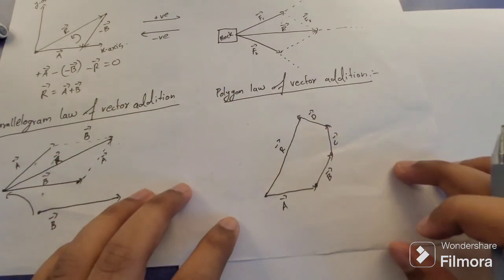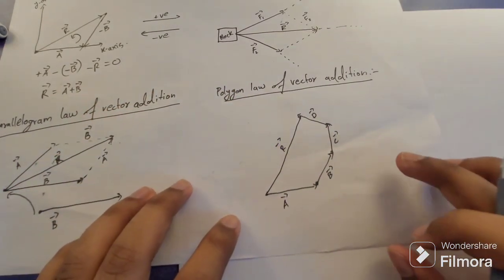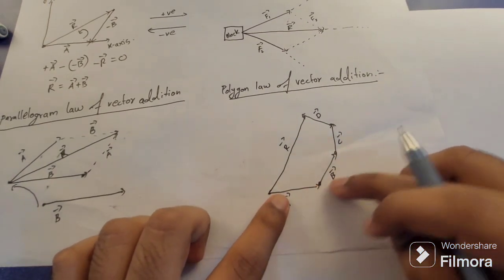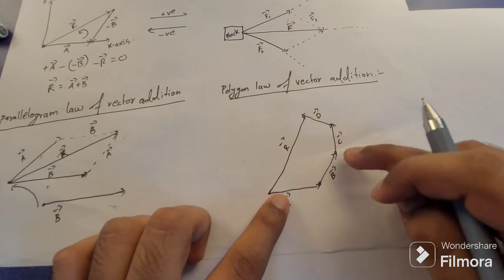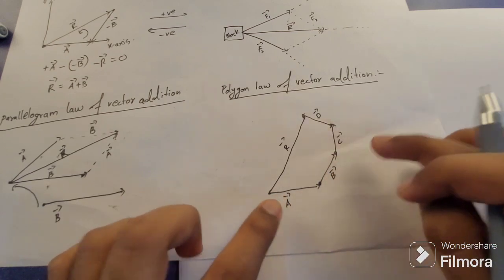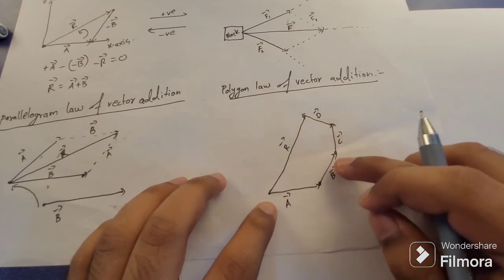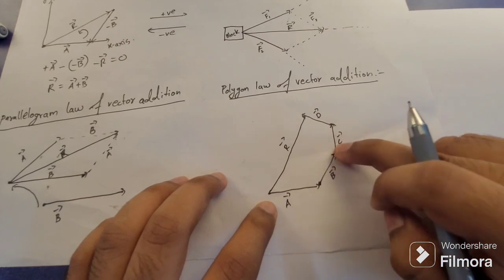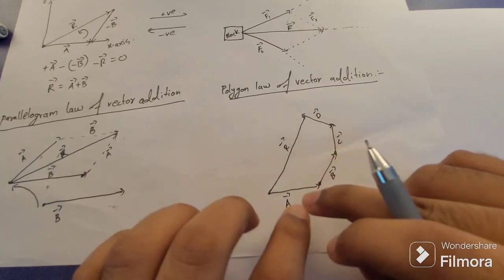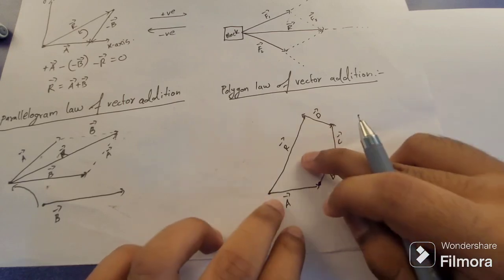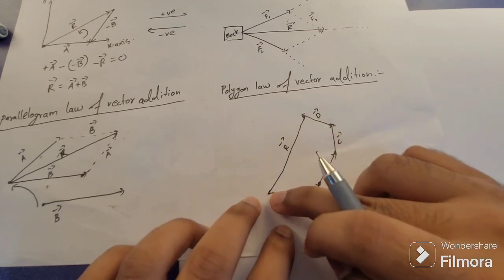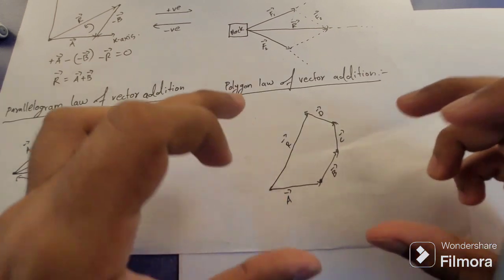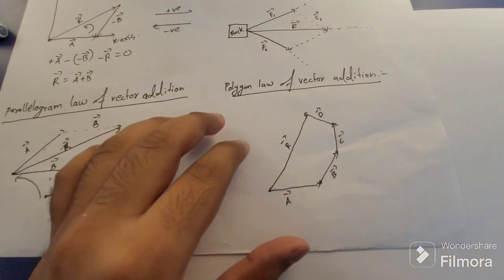Now, one point to note, and it is a very important point, is that no matter how many forces are there, and no matter in what direction they are acting, as long as they are connected in this fashion, such that the head of one vector is connected to the tail of the next vector, the resultant would always go from the start of the first vector to the end of the last vector. Now, I'll elaborate more on this by taking another example.